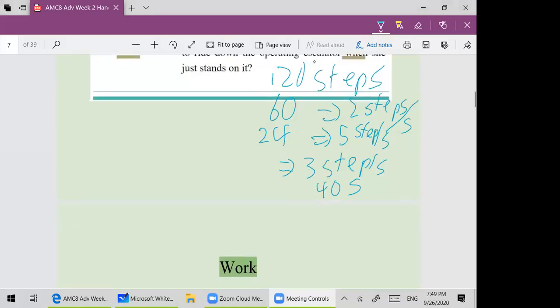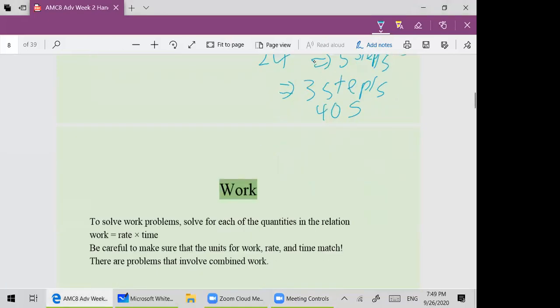Okay, we will now move on to work. So for work, it's rate times time. Work just equals rate times time.